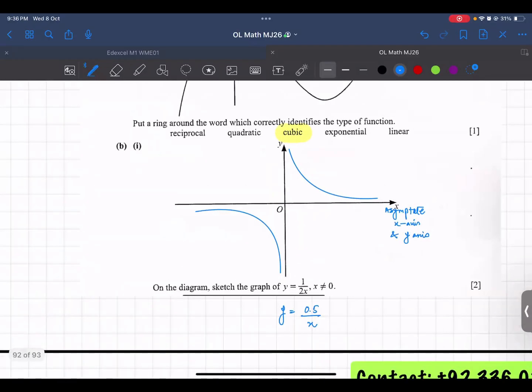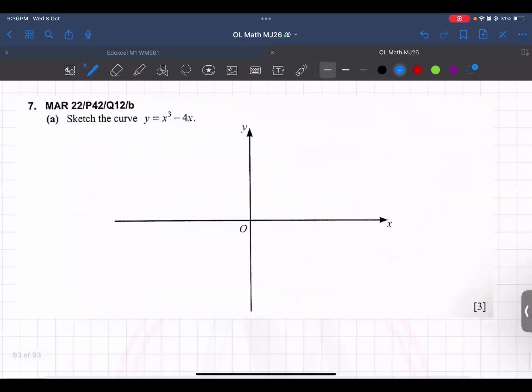Okay, moving on. Yes, interesting one. 3 marks. Sketch the curve x cube minus 4x. So you would need the x-intercept, and for that your y is 0. y is 0. 0 is equal to x cube minus 4x.